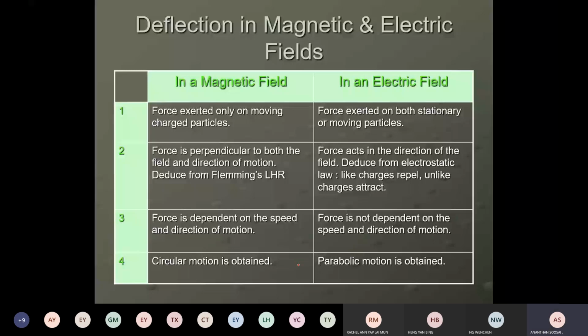Okay, and finally, another important difference. A charged particle in a magnetic field tends to make a circular motion. In an electric field, the particle makes a parabolic path. You must know the reason for it. Why a circular motion? Because the force and the direction of motion are always perpendicular. That's why it makes a circular motion. And why a parabolic path? Because the force always acts in a fixed direction. Therefore, it makes a parabolic path. The reason you have to know. Okay, so those are the magnetic field and electric field differences.